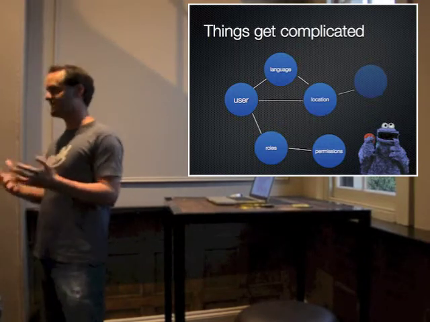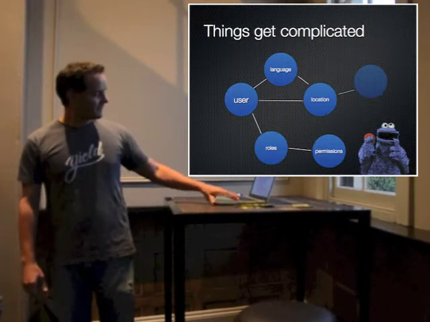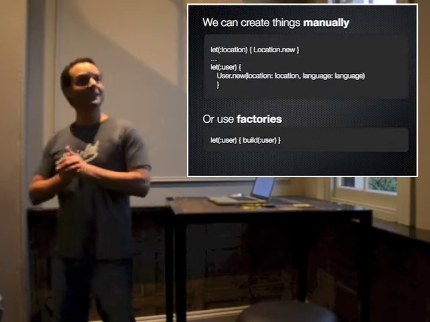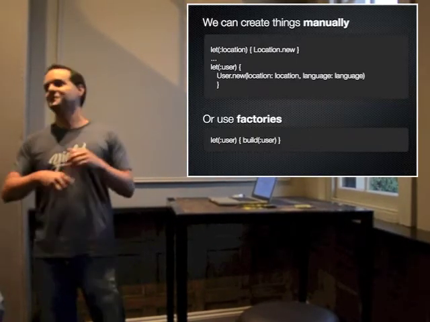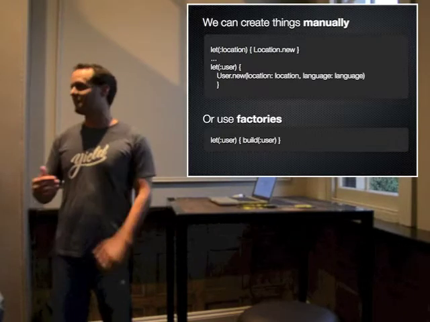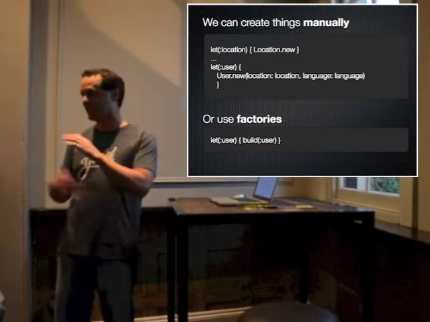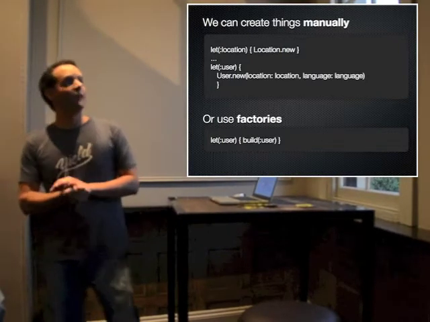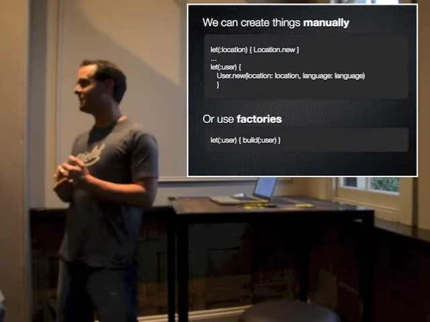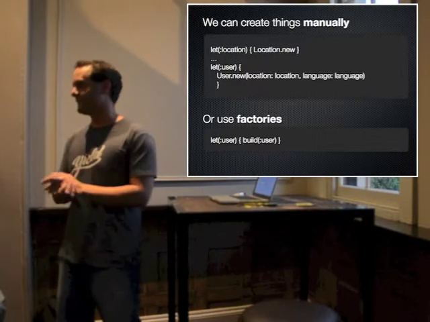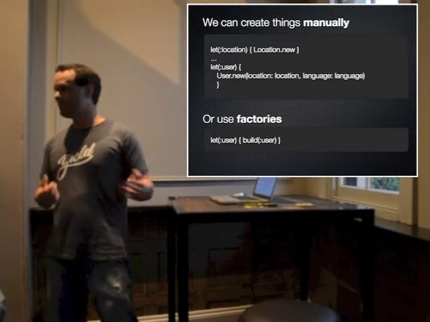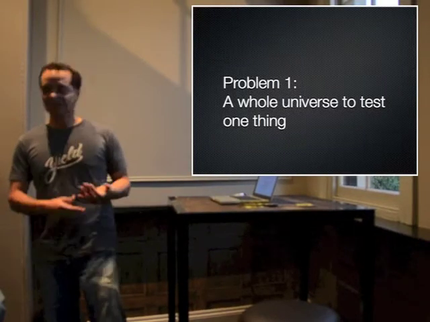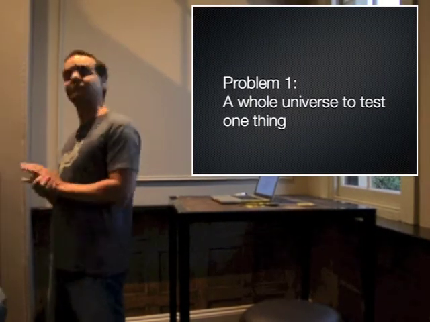So things get complicated. We have a few strategies we can use to deal with that. We can just create stuff. In every test, we just create this and that and all the associations that we need to test just one thing. Or maybe we can use factories that will create all that stuff for us. And that's all good, it works. But we have a couple of problems.